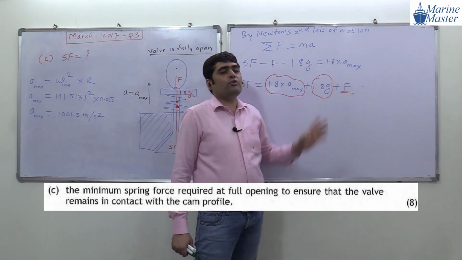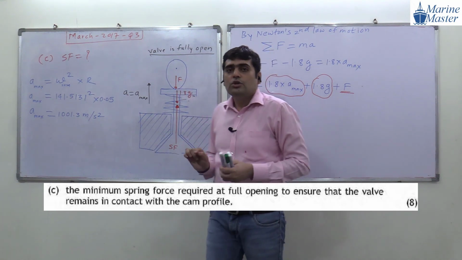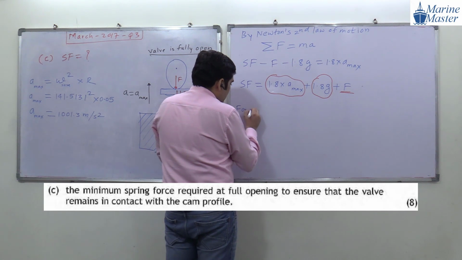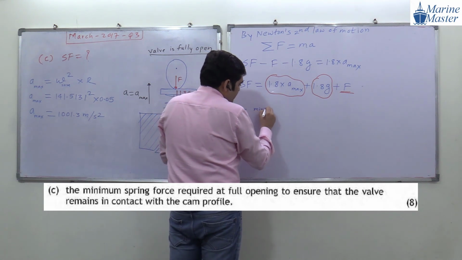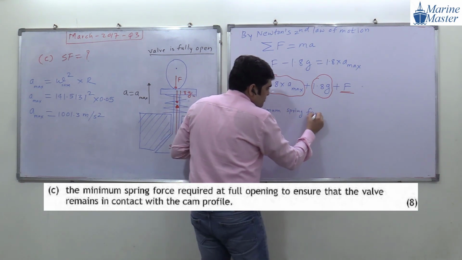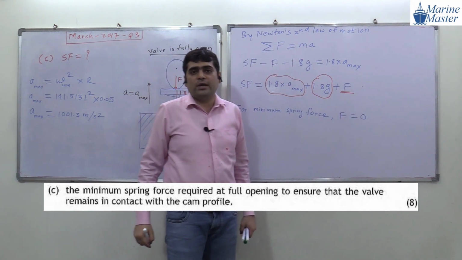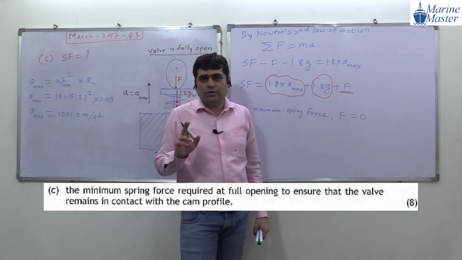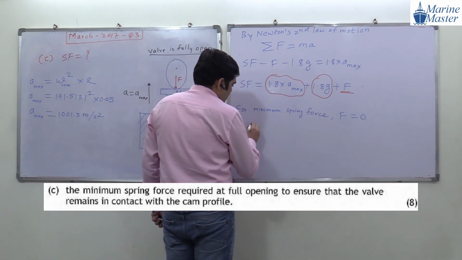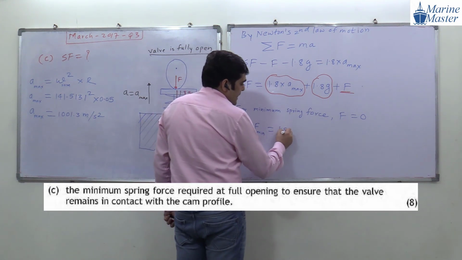Out of this, F is what? It means guys, whenever there is just contact, so when the value of F is minimum spring force, guys, for minimum spring force, F must be equal to what? F must be equal to 0. So therefore SF minimum will be equal to 1.8 A max.